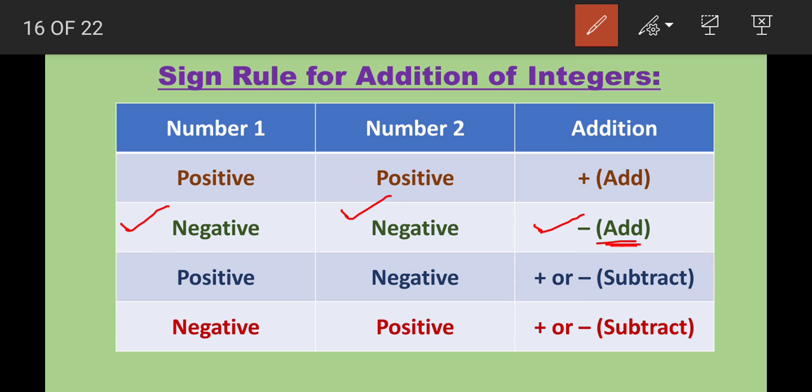Third case, when the first number is positive and the second number is negative, then what to do? We have to subtract, and the sign depends on the bigger number. If the bigger number is positive, then the result is positive. If the bigger number is negative, then the result is negative. Last one is when the first number is negative and the second number is positive, and we are adding those two. Then we subtract the smaller number from the bigger number, and depending upon the bigger number, the sign will be positive or negative.